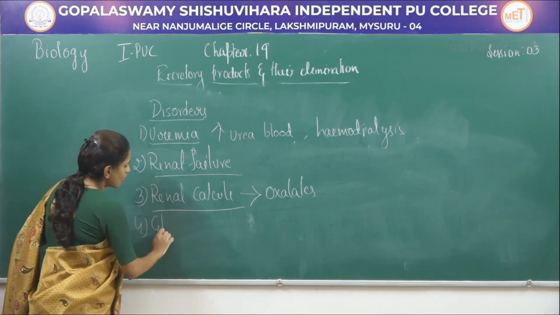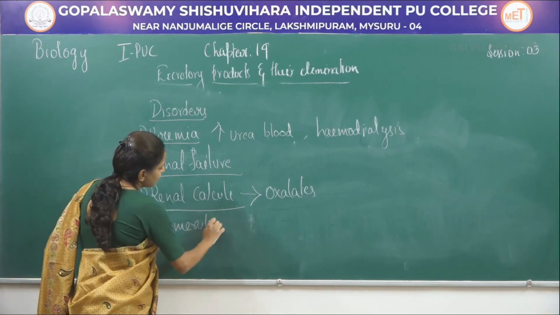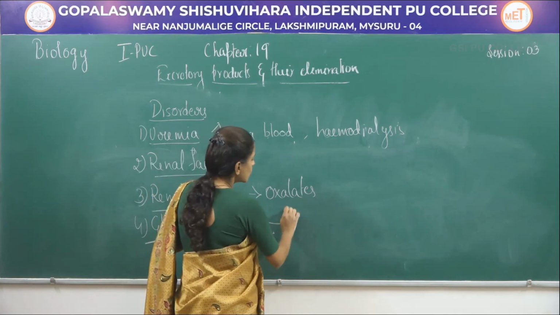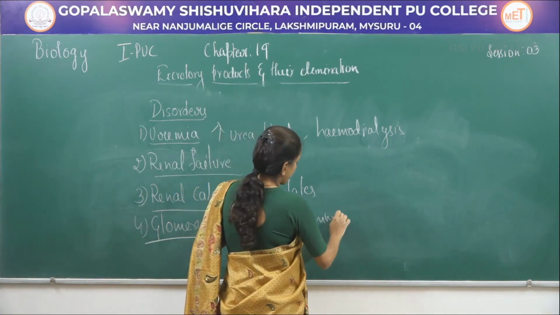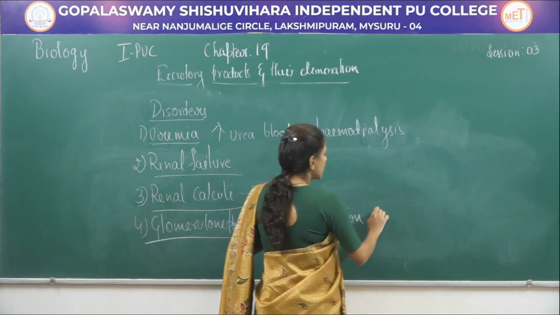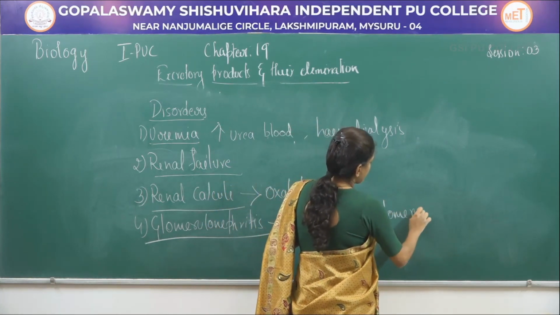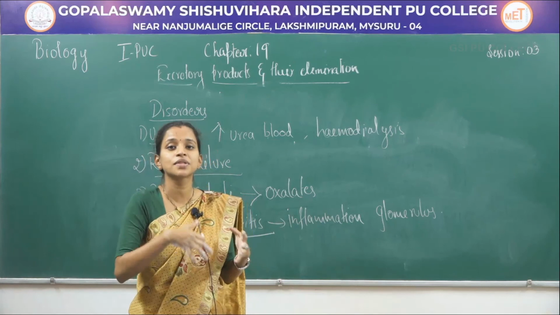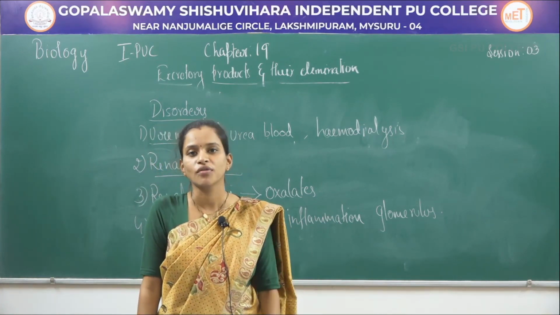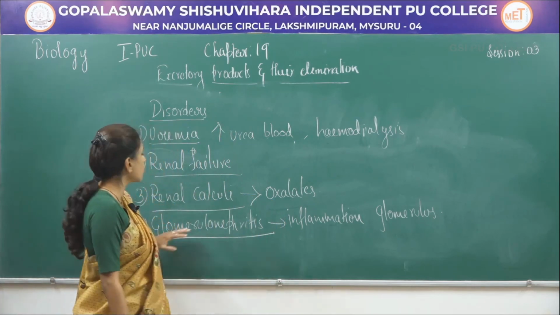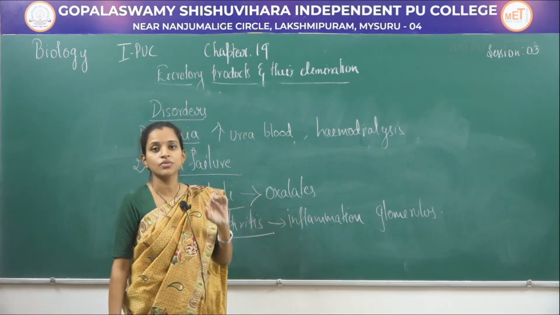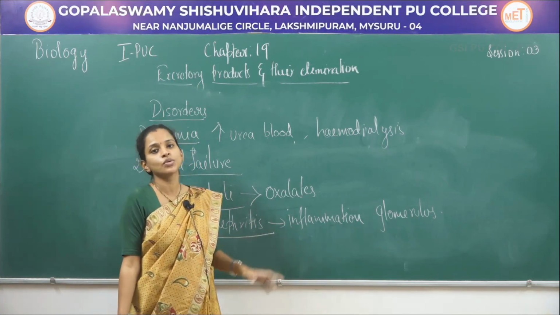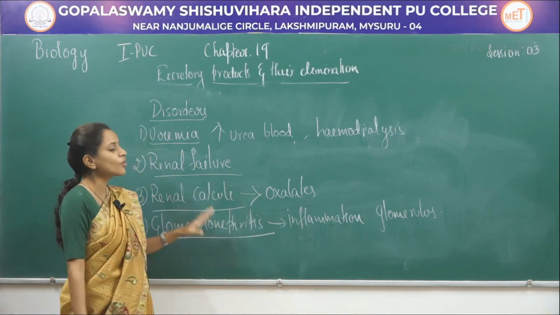Last disease will be glomerulonephritis. This is caused due to inflammation in the kidney, especially the glomerulus. The glomerulus is a part of the nephron which helps in filtration of blood and in the removal of urine. In glomerulonephritis, if there is inflammation or swelling in the glomerulus, it leads to improper filtration of the blood to produce the urine. That is what is termed glomerulonephritis.